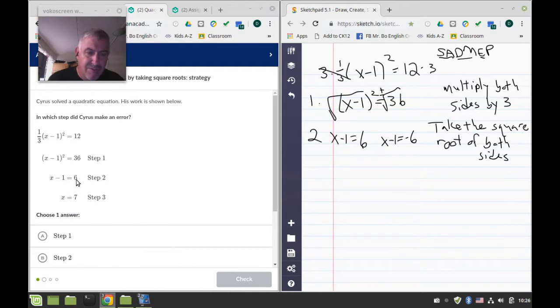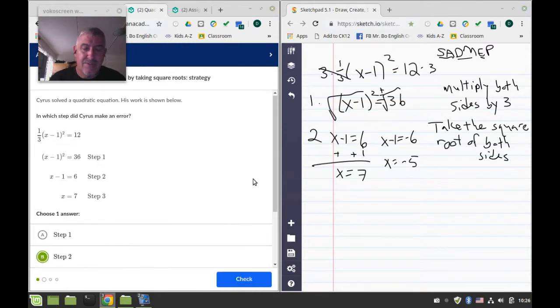Step 2, oh, he only got the positive one. That's where he made the mistake. And so when we finish up, we'll get x equals 7 or x equals negative 5. That looks familiar, right? So x equals 7. He only got one answer. He didn't get 2 answers. So this is a big problem if we're going to solve this. We need 2 answers. There's almost always 2 answers. So our mistake here was in step 2.